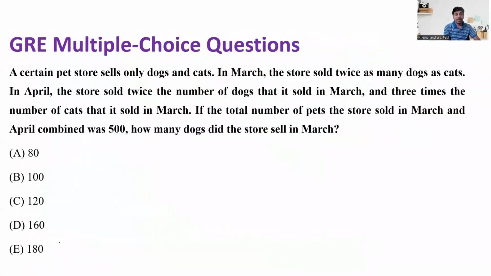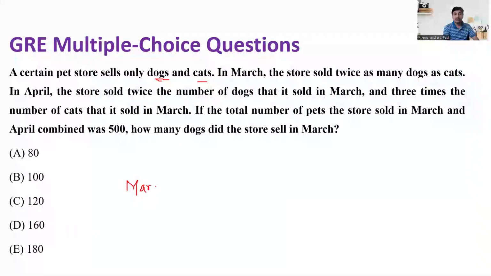Now, the second type of the questions are GRE multiple choice questions. You have multiple choice questions. You are given 5 options and you have to choose the correct option. Now, let us try to read this question. A certain pet store sells only dogs and cats. In March, store sold twice as many dogs as cats.